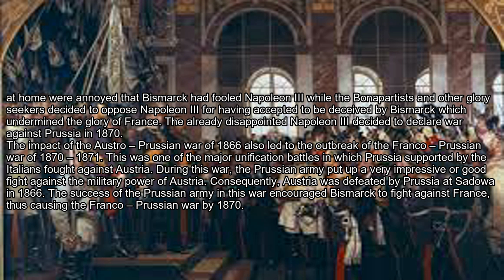The already disappointed Napoleon III decided to declare war against Prussia in 1870. The impact of the Austro-Prussian War of 1866 also led to the outbreak of the Franco-Prussian War of 1870-1871. This was one of the major unification battles in which Prussia, supported by the Italians, fought against Austria. During this war, the Prussian army put up a very impressive fight against the military power of Austria. Consequently, Austria was defeated by Prussia at Sadowa in 1866. The success of the Prussian army in this war encouraged Bismarck to fight against France, thus causing the Franco-Prussian War by 1870.